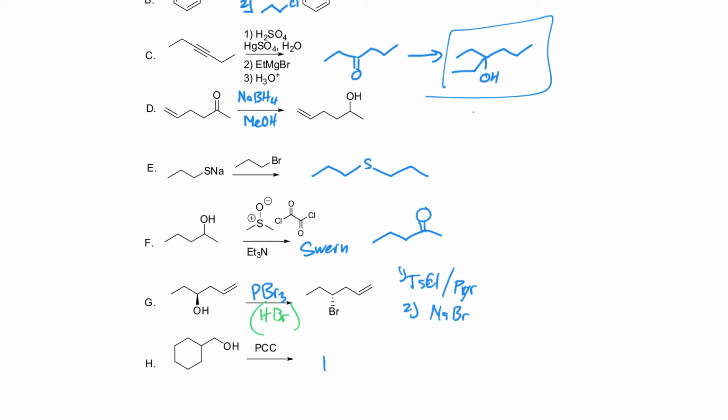Lastly, PCC plus a primary alcohol. That's why we have PCC. We make the aldehyde. Some students drew this product. That's just a single bond right there.